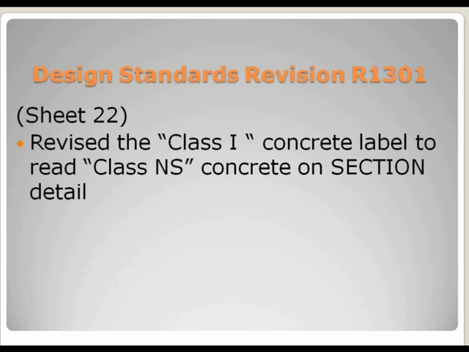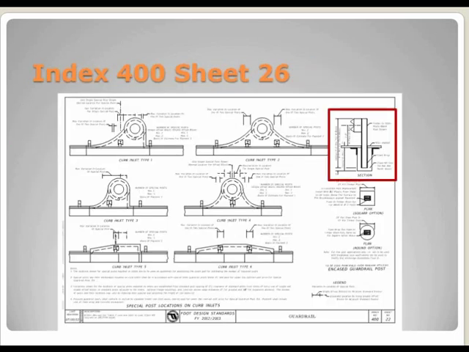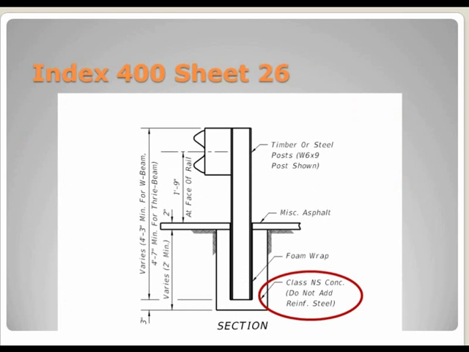The next sheet we're going to look at is sheet 22. We revised the Class 1 concrete label to read Class NS. Class NS stands for non-structural, and this was done on one of the section details. And this is up in the upper right-hand corner. This is the post mounted in concrete. And as you can see, the Class NS concrete, and then you do not add steel reinforcement.